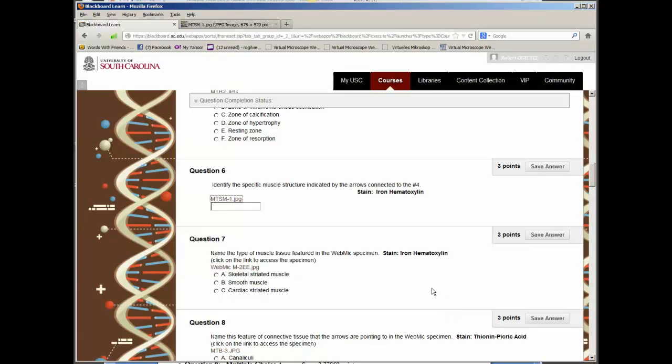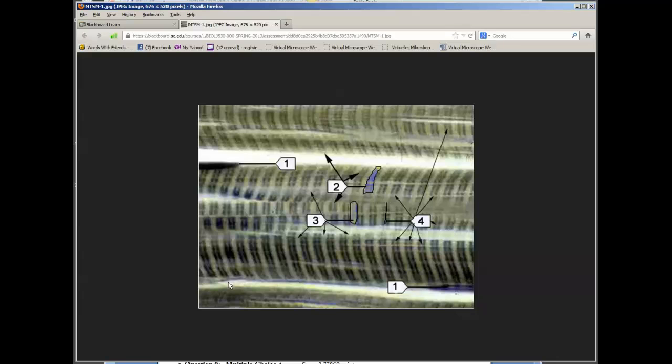Okay, question 6: identify the specific muscle structure indicated by the arrows connected to the number 4. So when we look at that specimen, this is an iron hematoxylin stained striated skeletal muscle, and you see the banding here. You're given numerous examples of this light area right next to the dark band. The light band is the I band and the dark bands are the A bands, and that's where the myosin is, and the actin's here.